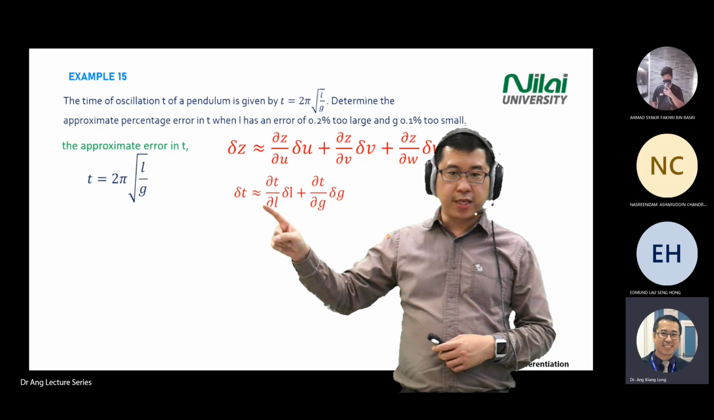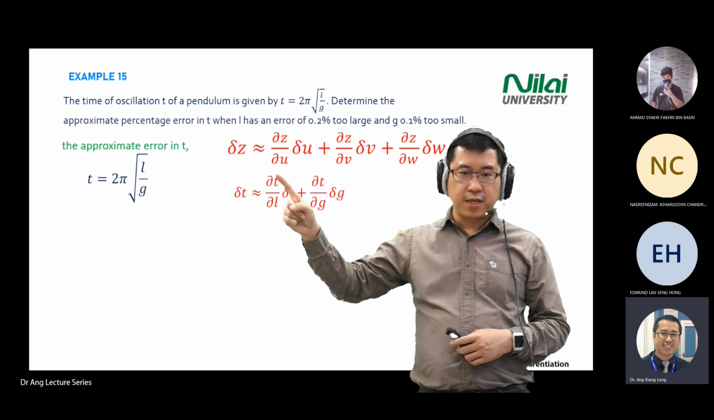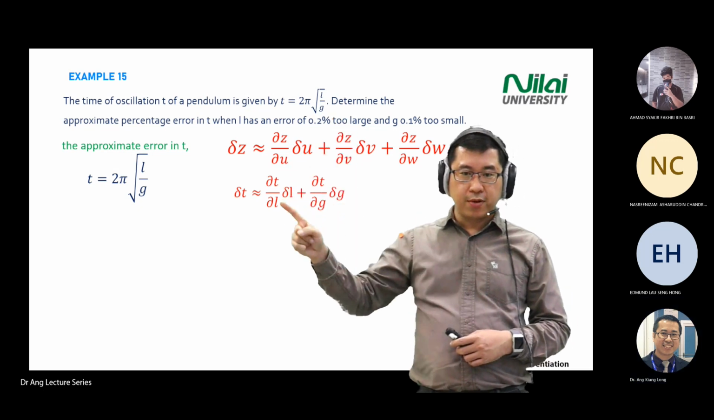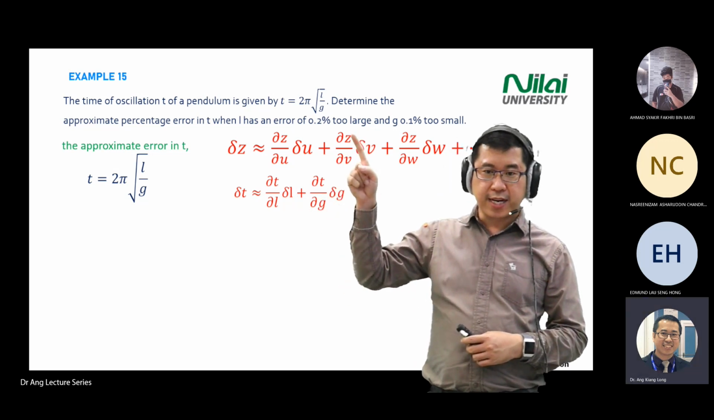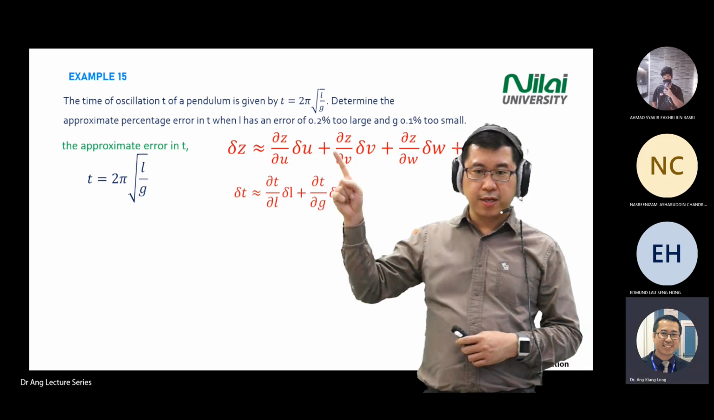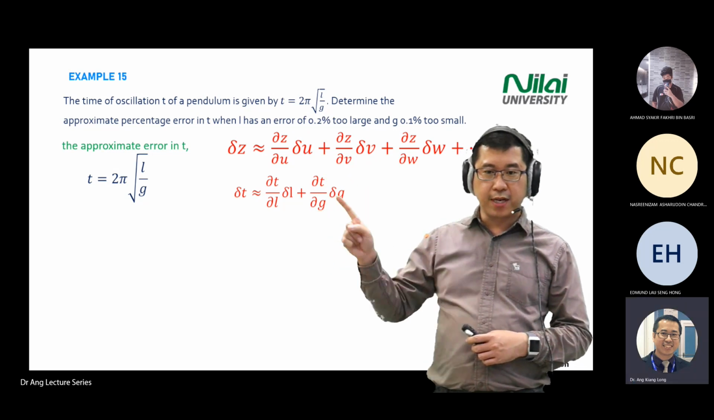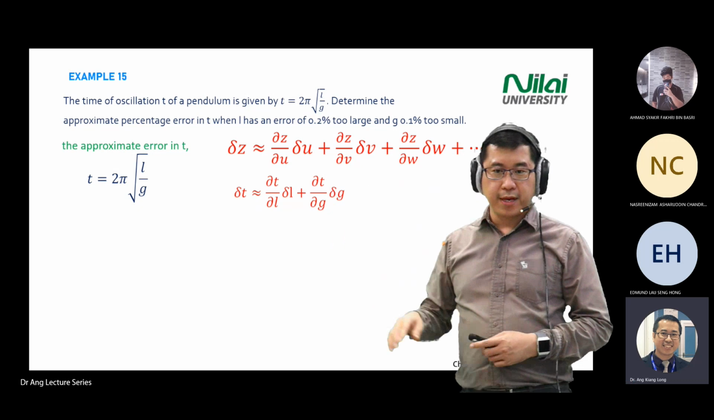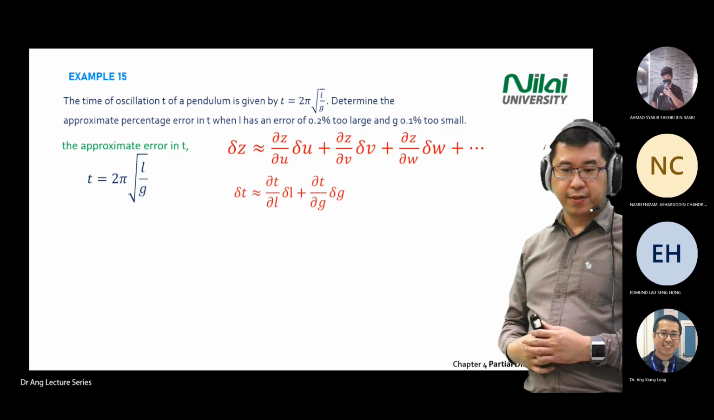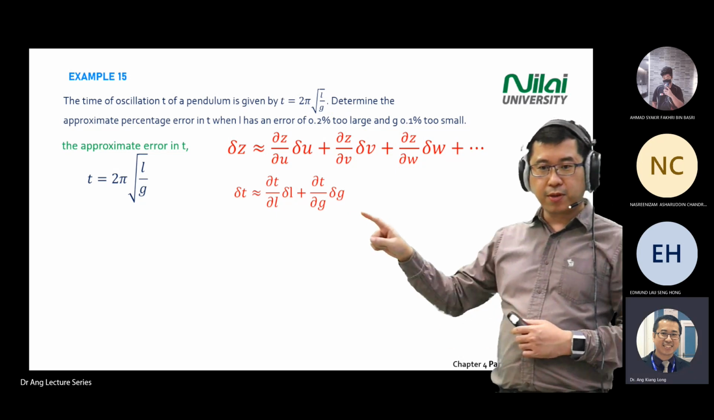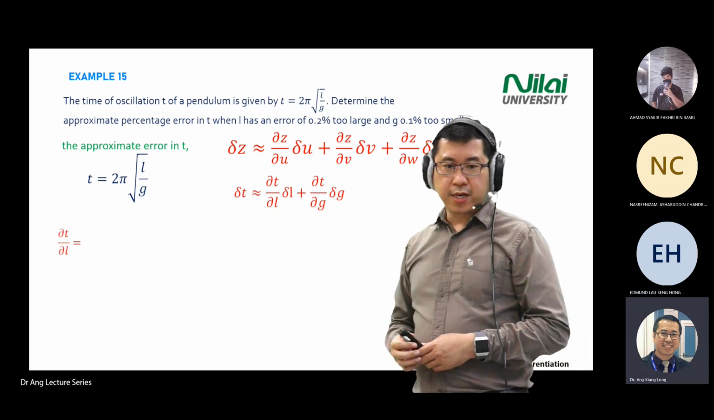So you'll get delta T curly equal, which is approximate: Z changes to T, U changes to L, so del T over del L times delta L, plus. Z here is T, so del T. V here is the second unknown, G, and you change this one, same with the denominator, also G. Any question from here to here? Any question? Edmund, you okay? You know how to change from here to here? Yes, sir. Okay.